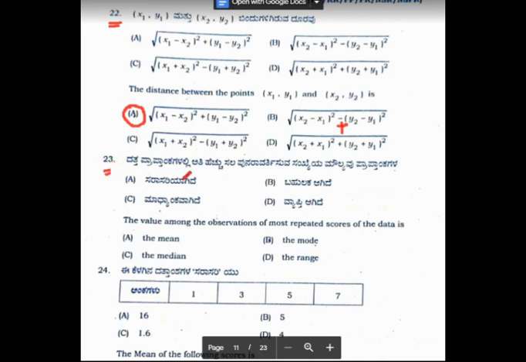Moving on to 23rd question. The value among the observations of the most repeated scores. So repeated values are nothing but mode. Correct option for 23rd question is B.